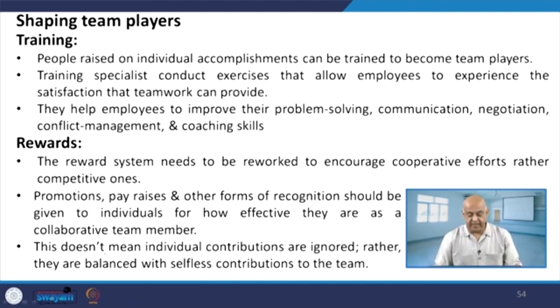Promotions, pay rises and other forms of recognition should be given to individuals for how effective they are as collaborative team members. So, in that case, it will be very, very important. Whenever we are giving any rewards to any individual, how effective they were as collaborative team members is to be considered. And this does not mean individual contributions are ignored; rather, they are balanced with the selfless contributions to the team. We have to understand that those who give selfless contributions to making the team successful and achieving the goal should be appreciated.